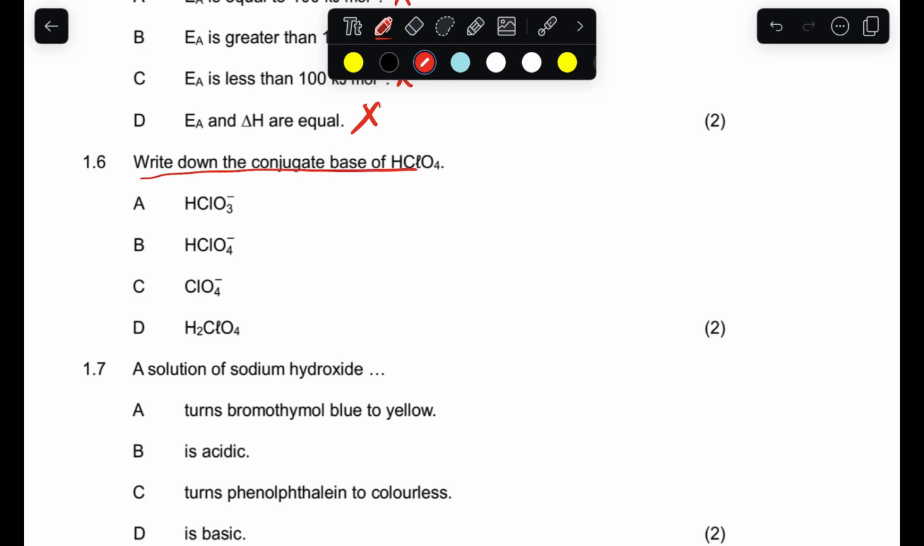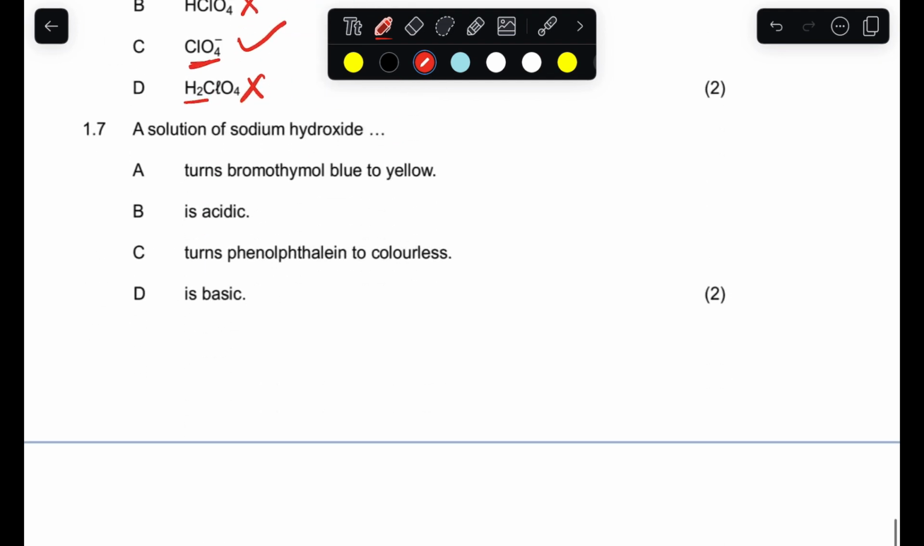It says write down the conjugate base of that. The conjugate base is when it has donated that proton, so it can be that. You see, it has changed the oxygen there. It can't be that, right? Because there's one proton there. There shouldn't be a hydrogen, so it will be this one. So 1.6 is going to be that. This is the conjugate base and this is the acid, right? So the answer is 1.6.